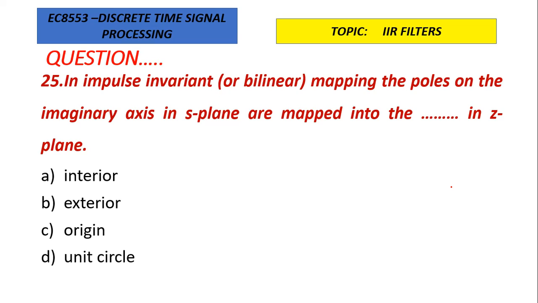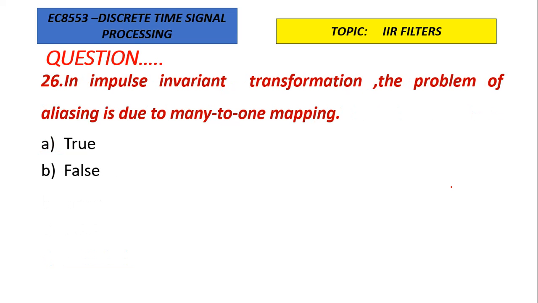In impulse invariant or bilinear mapping, the poles on the imaginary axis in the S plane are mapped into the dash in the Z plane. It is mapped in the unit circle in the Z plane. Next, in impulse invariant transformation, the problem of aliasing is due to many to one mapping. So many poles in the S plane are mapped to the unit circle. So by doing so, there will be an aliasing problem.